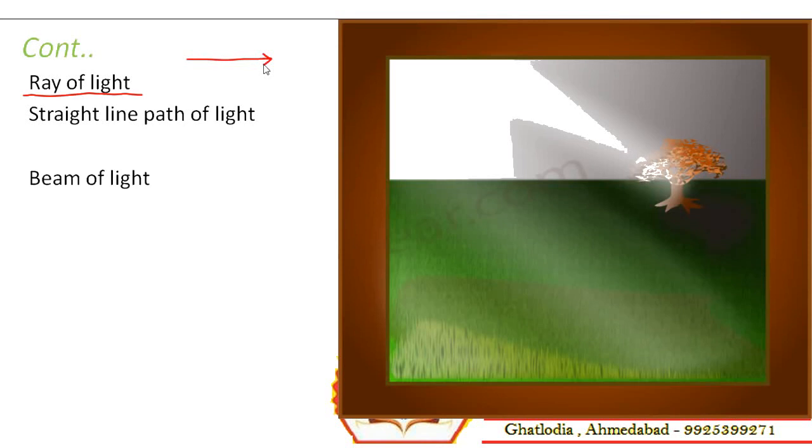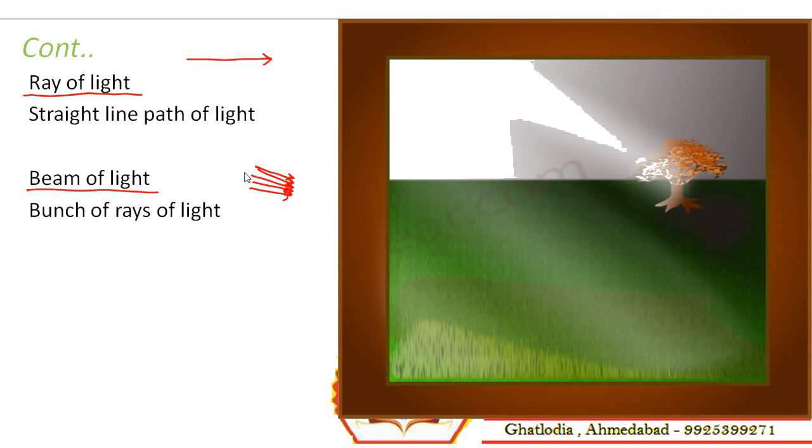And what is a beam of light? When you have a bunch of rays of light, you call it a beam of light. For example, if you have several rays of light, a collection of rays of light, this entire thing will be known as a beam of light.